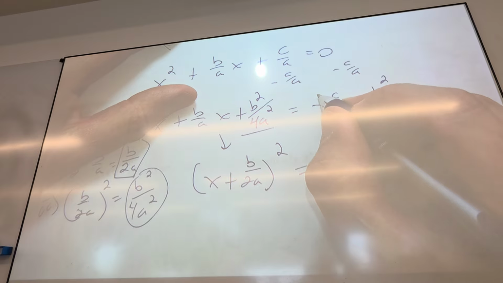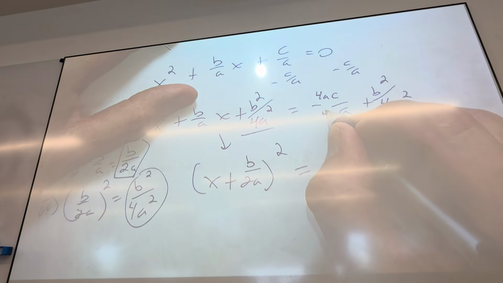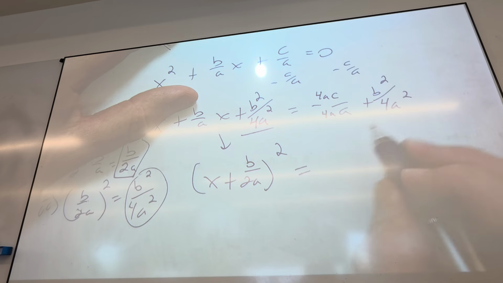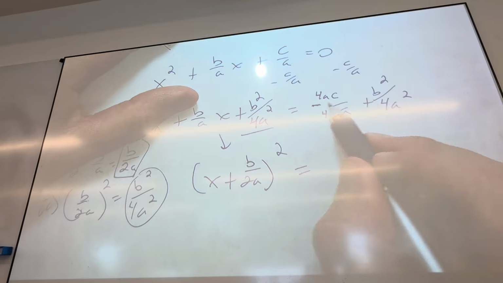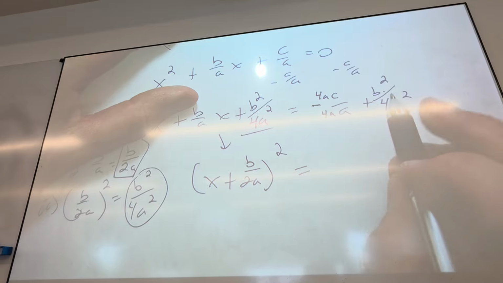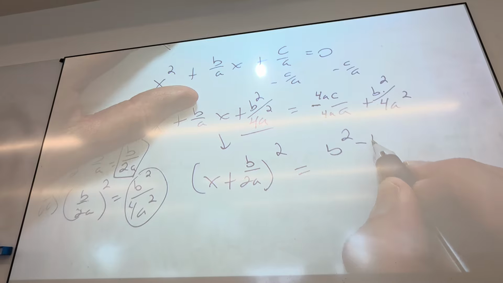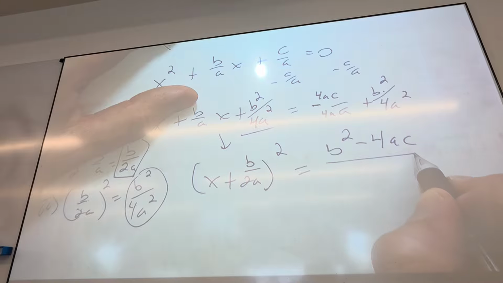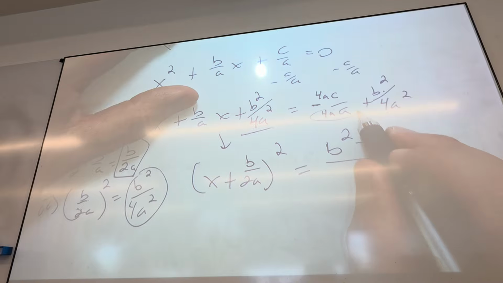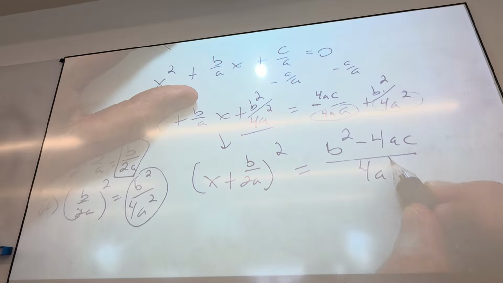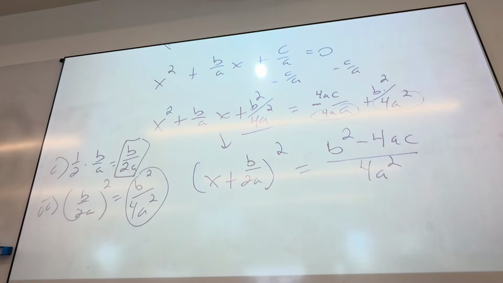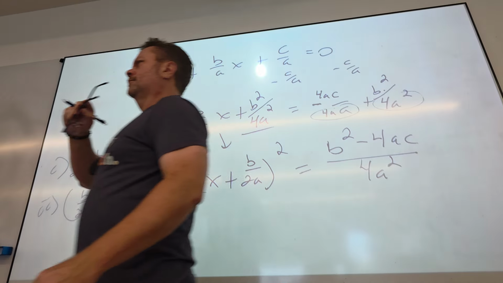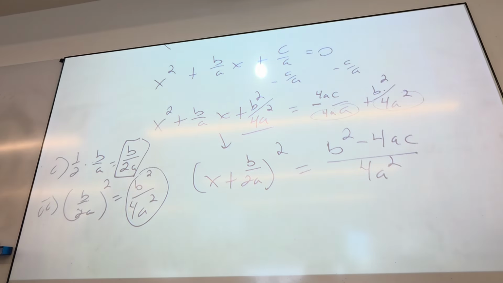So if I multiply this guy by 4A, top and bottom. On the top I get, is this cool if I do this because this is negative? B squared minus 4AC on the top? Does that sound familiar? All over 4A squared, right? Is this starting to look familiar?